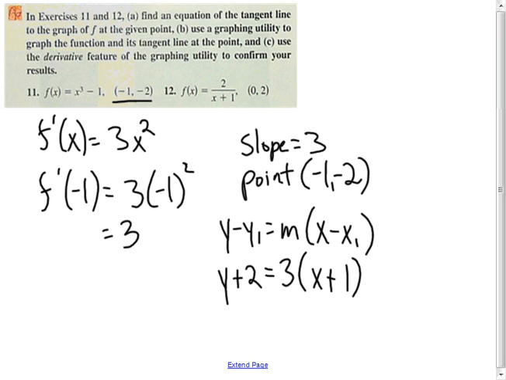And if I wanted the slope-intercept form, I could just distribute and subtract 2 from both sides, and I end up with y equals 3x plus 1 as the slope-intercept form of that line.